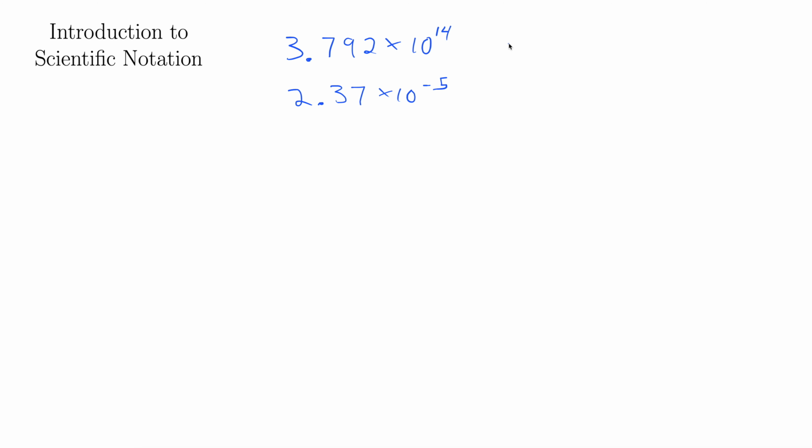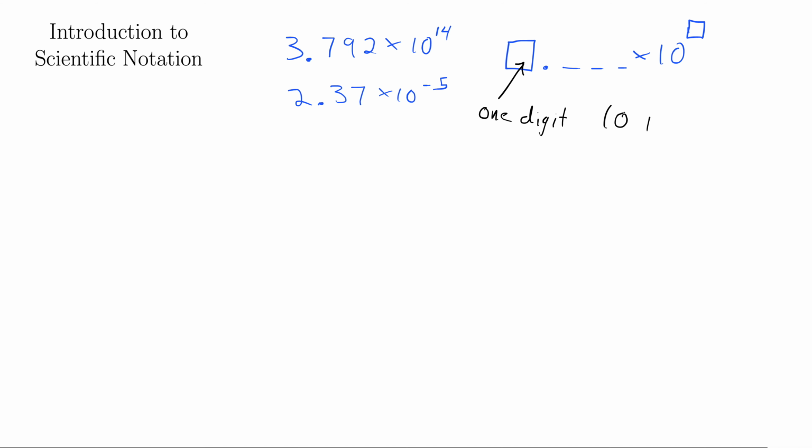Here's the general form. It goes like this: you put one digit here, point, whatever you need after that, times 10 to the something. So this first thing is one digit. It's actually 1 to 9. Between 1 and 9, you wouldn't have 0 here. And up here, you just have an integer. Remember that integers are the positive and negative whole numbers.